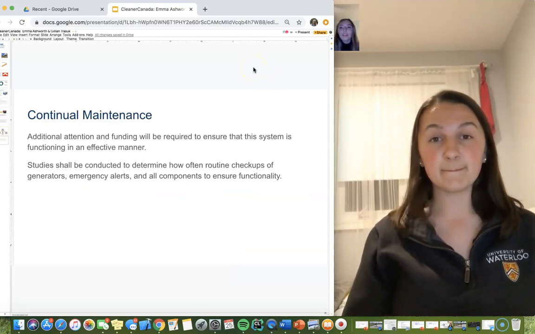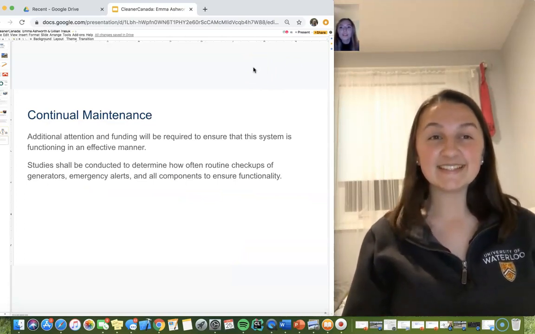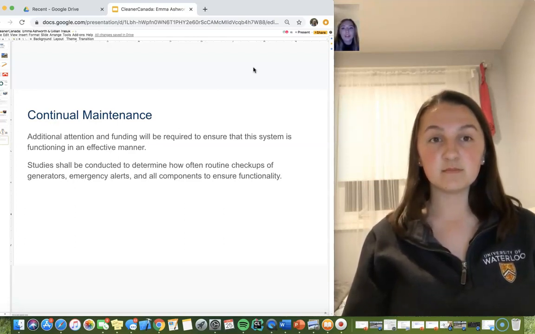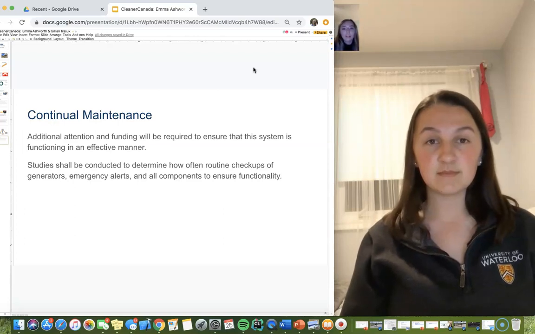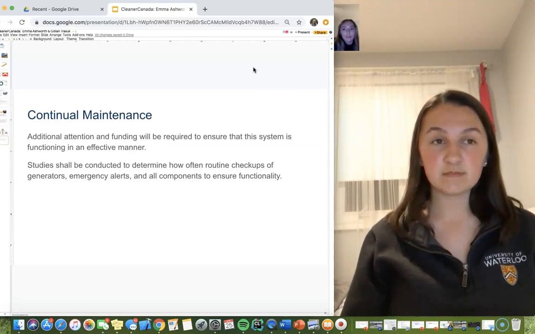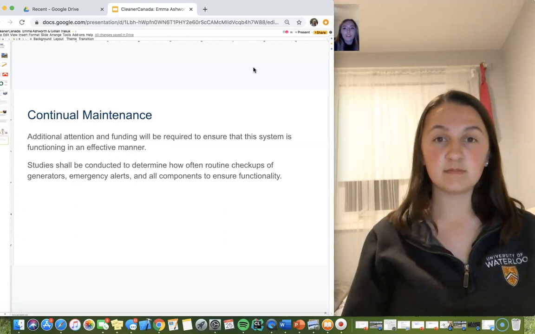And finally, throughout this whole process, it is crucial to involve continual maintenance throughout the system. Additional attention and funding will be required to ensure that the system is functioning in an effective manner, and in order to do this as well, studies should be conducted to determine how often routine checkups of generators, emergency alerts, and all components must occur in order to ease strain and burden on all of the consumers and stakeholders involved, such that all consumer needs can be satisfied.